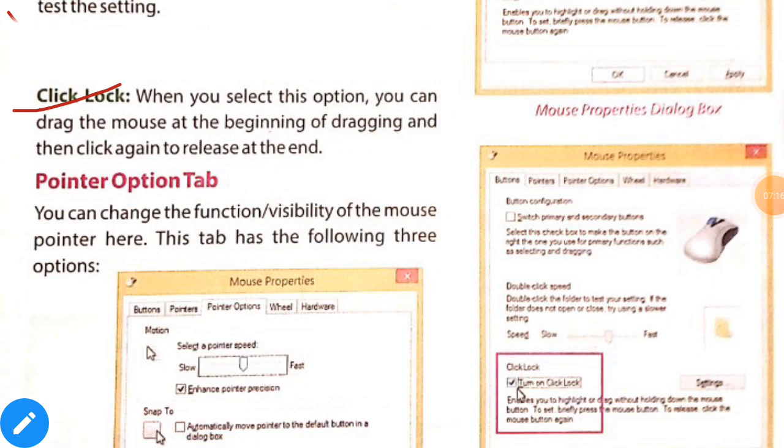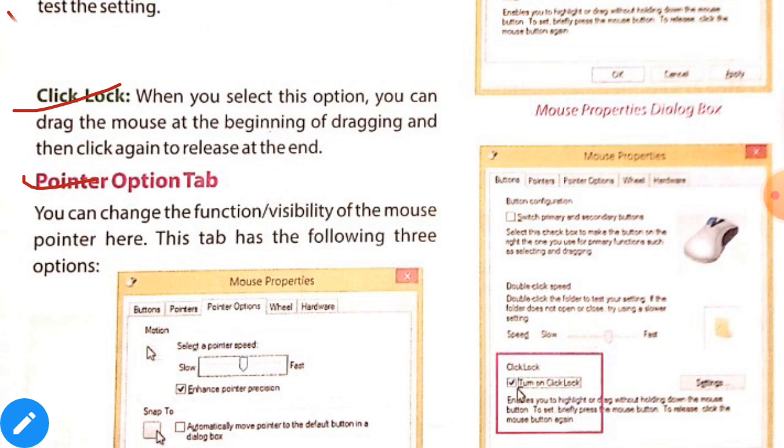Click Lock. When you select this option, you can drag the mouse at the beginning of dragging and then click again to release at the end. Pointer Options tab. You can change the function and visibility of the mouse pointer here.